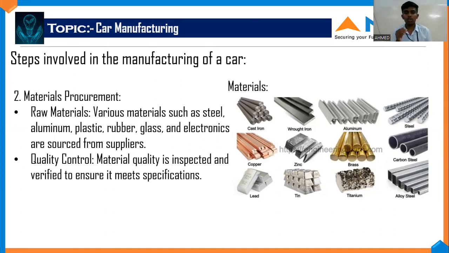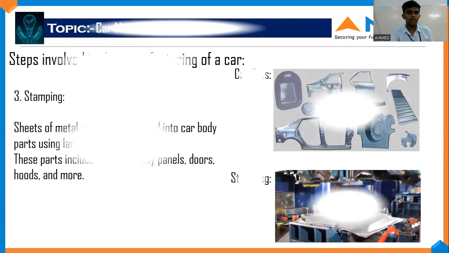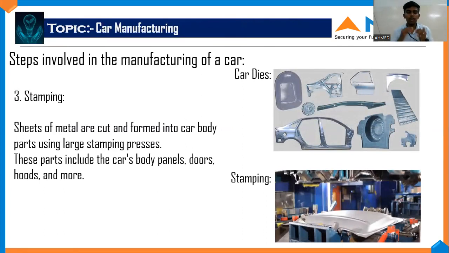Then we'll move on to the quality control, where our professional inspectors will be checking the quality of the material bought from the suppliers. From this step onwards, we'll be moving on to the manufacturing factory line, where we'll be doing the stamping.